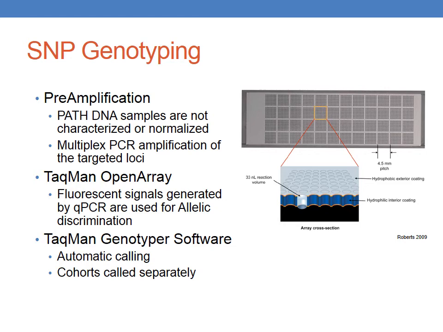So the actual genotyping was then done using TaqMan OpenArray reactions, and this is just a real-time PCR step that generates fluorescent signals that can then be used to determine allelic discrimination. So you can actually see in the diagram here what one of the OpenArray plates looks like. Each square represents a sample, so 48 samples per chip, and then each square has 64 dots in it, which represent assays for the SNPs you're looking at. The actual genotype calling was performed in the TaqMan Genotyper software, and I just used automatic calling, and each cohort was called separately.